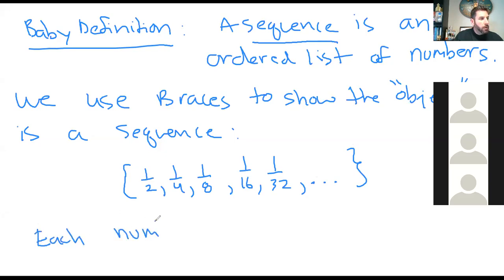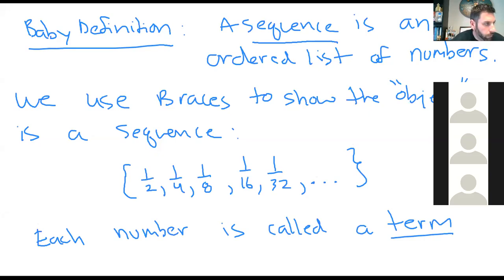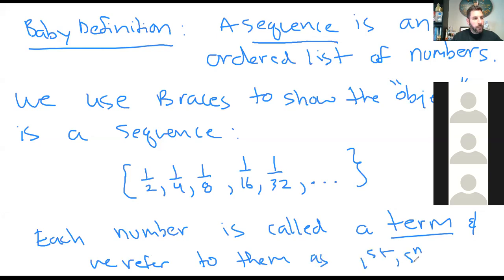Each number is called a term, and we refer to them as first, second, third, etc. So the first term, the second term, the third term.